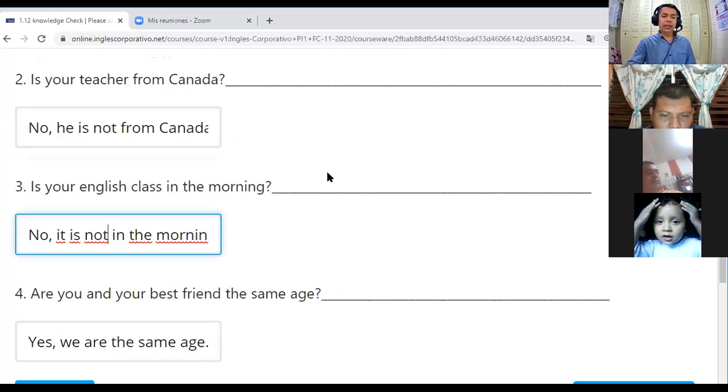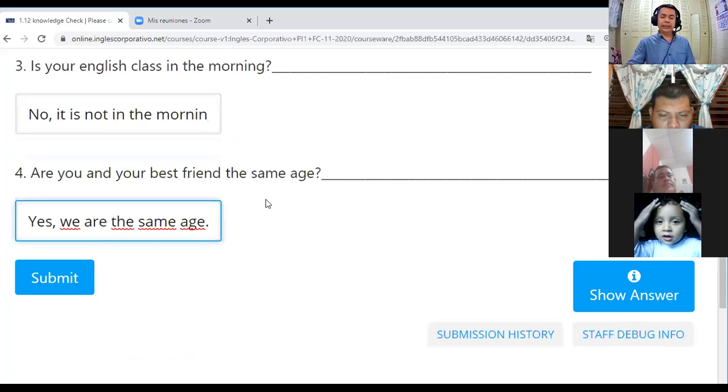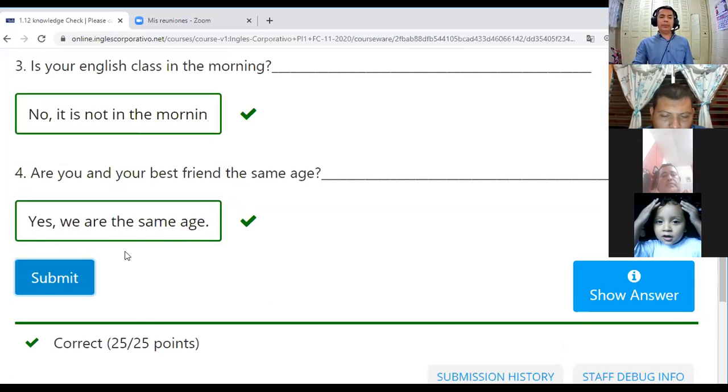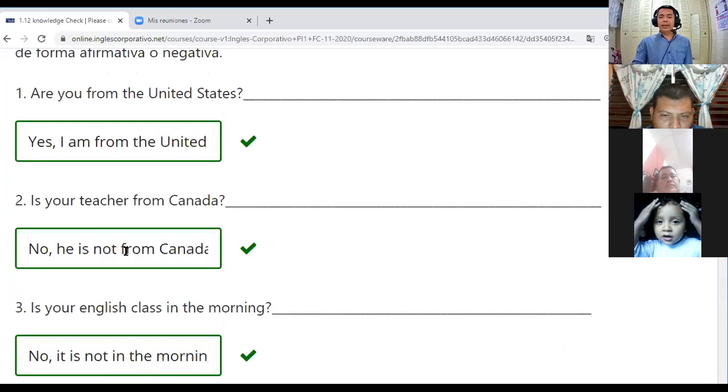No, it is not. Espacio correcto, coma, inicio con mayúscula. Y termino con punto, ¿ok? It is not in the morning. Y la última, yes. Le pongo we are the same age. We are the same age. Va, ahora vamos a ver cómo me sale a mí. Submit. ¿Ok? Ahí estamos, Eliseo.